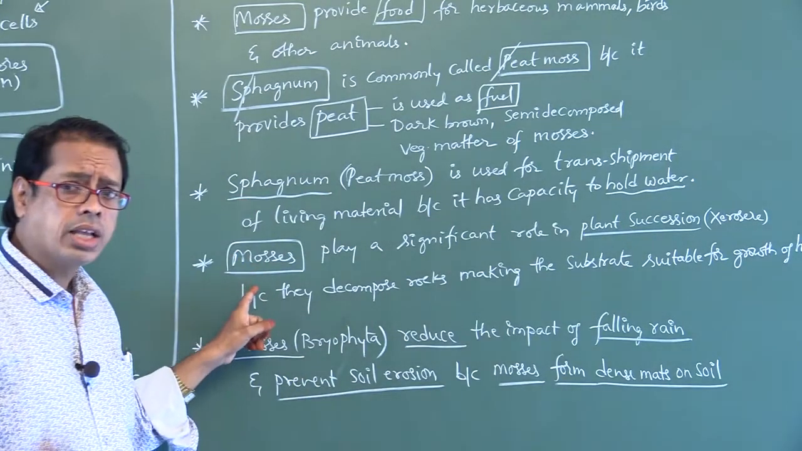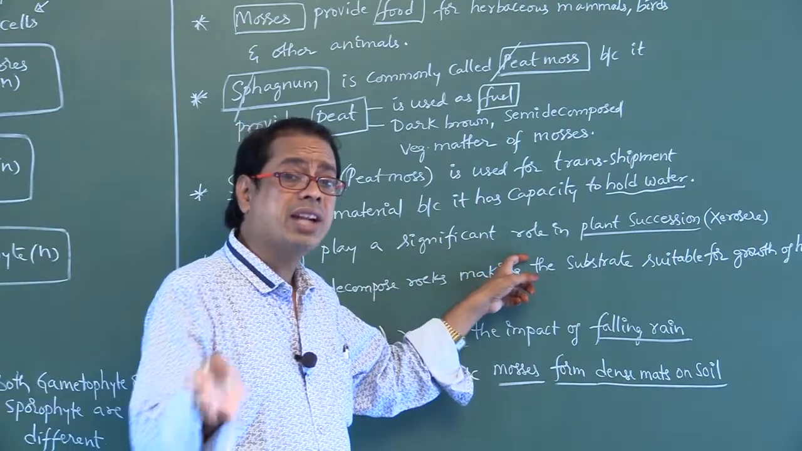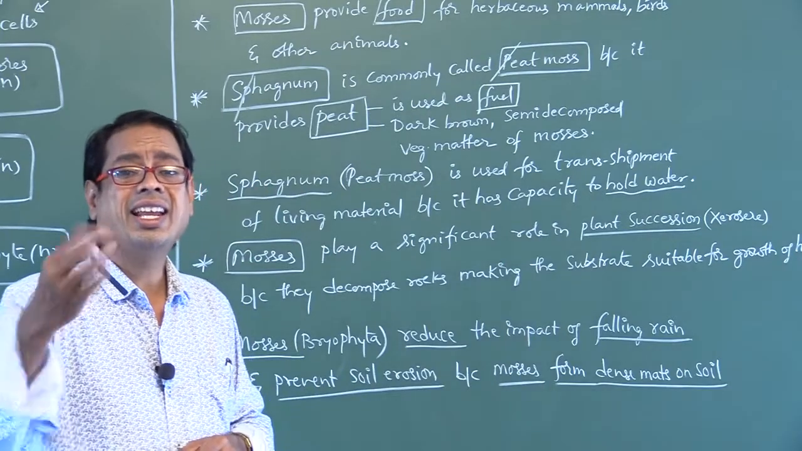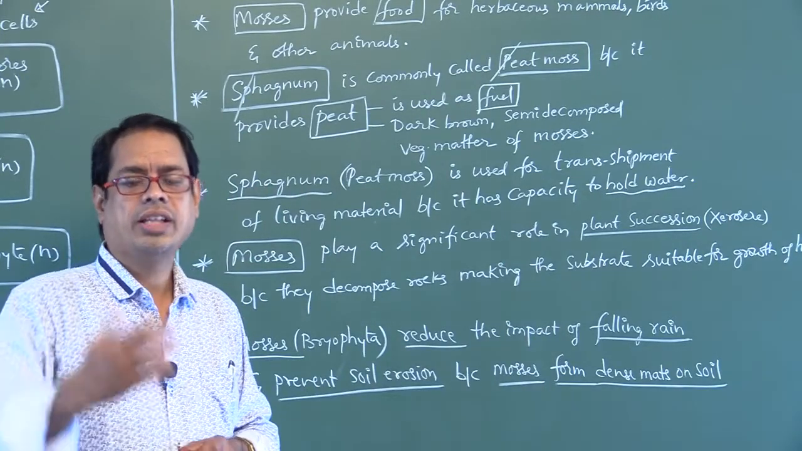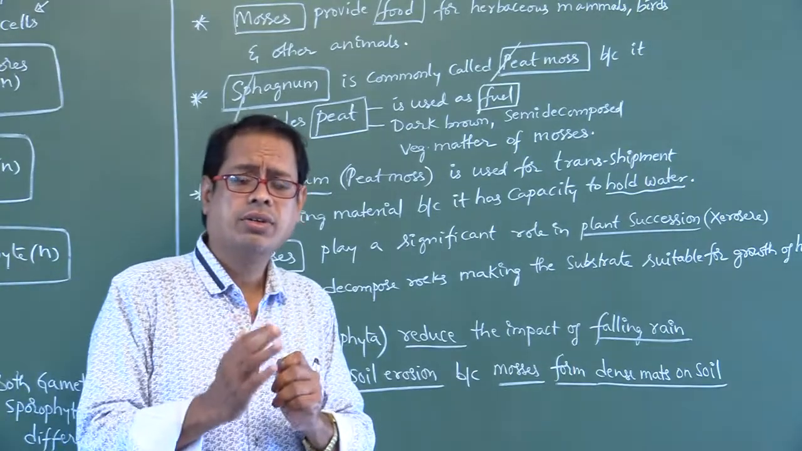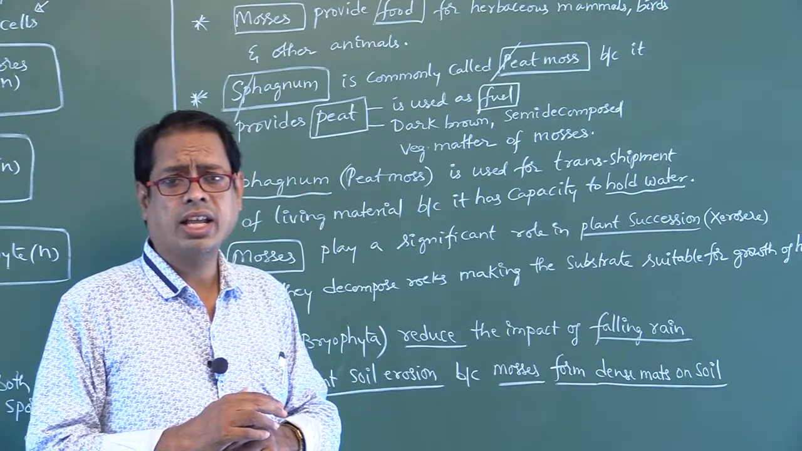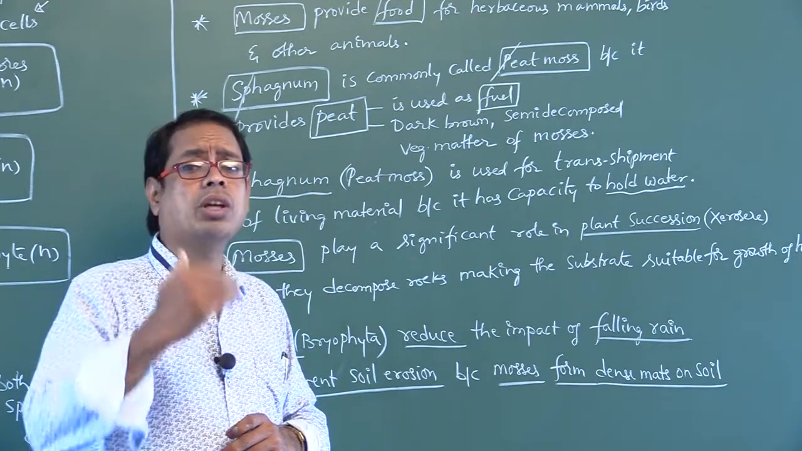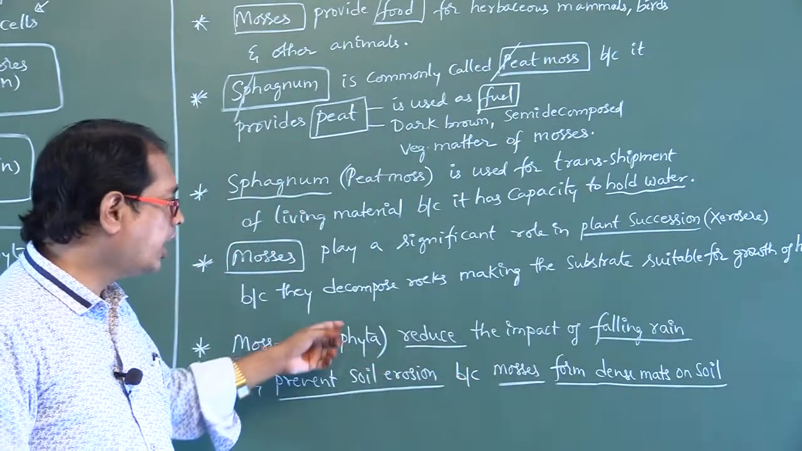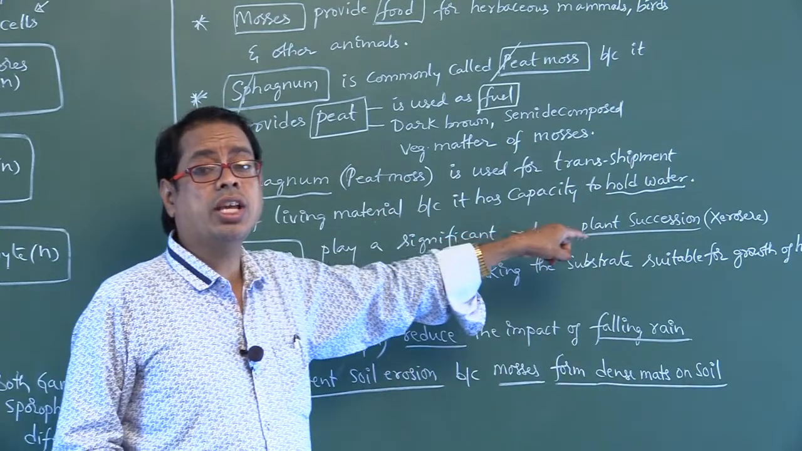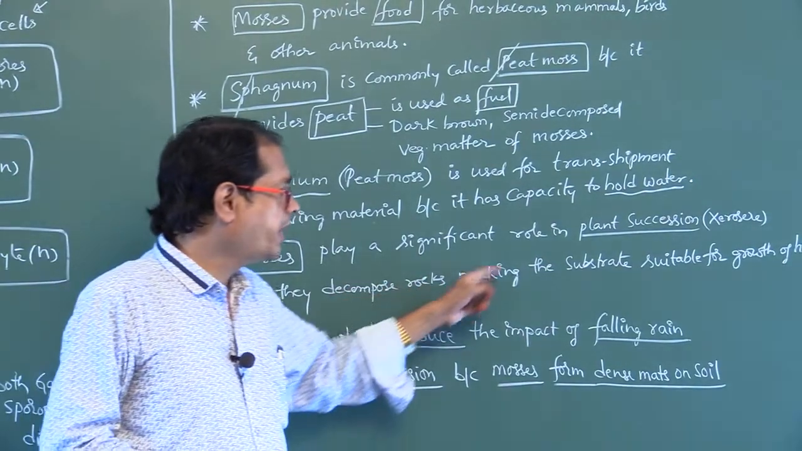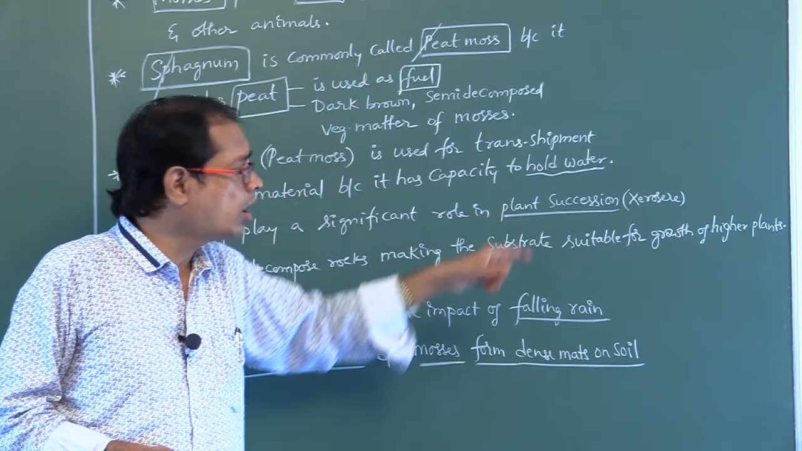Next, mosses play a significant role in plant succession called xerarch. That is, the succession that starts in xeric conditions is called xerarch, that is, desert areas. First of all, lichens will be formed. Lichens grow on those desert areas. Later on, mosses will come. First lichens and then mosses. So mosses play a significant role in xerarch succession because they decompose rocks and make the substrate suitable for growth of higher plants.